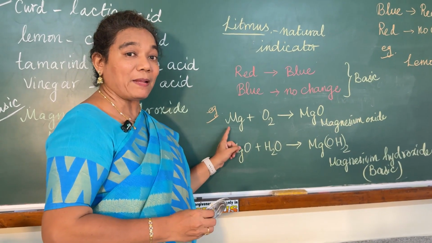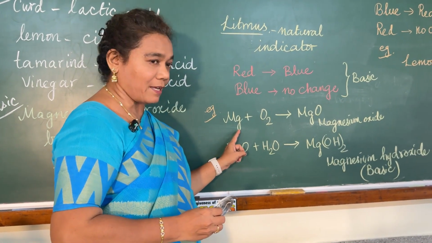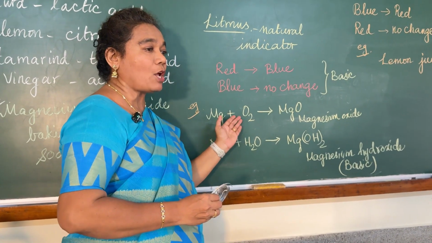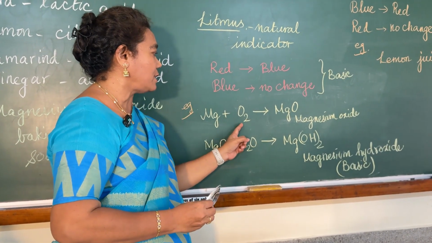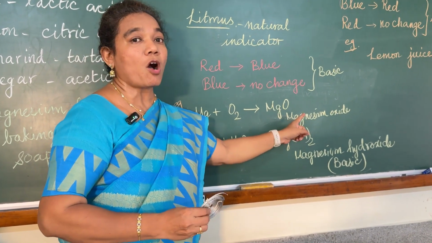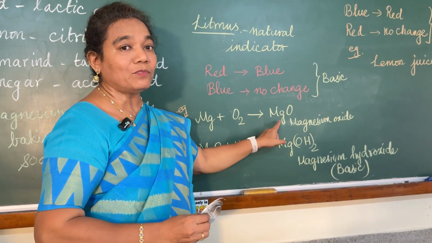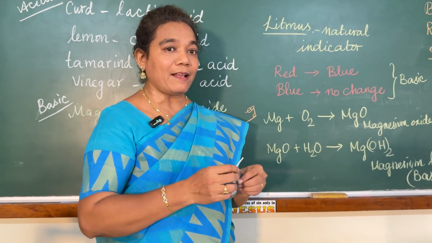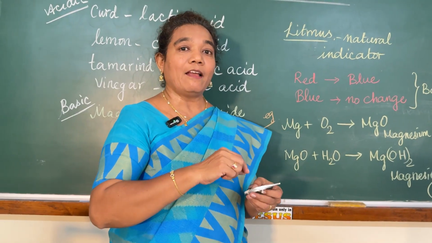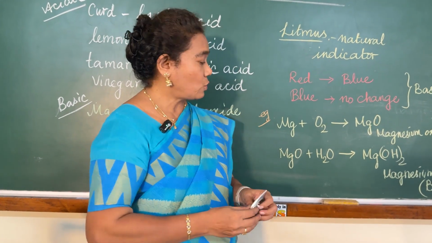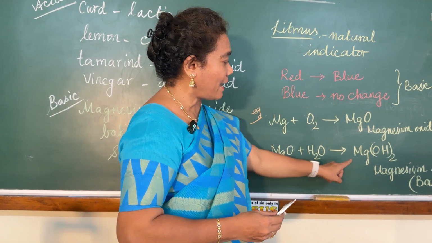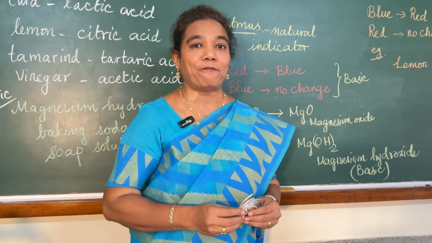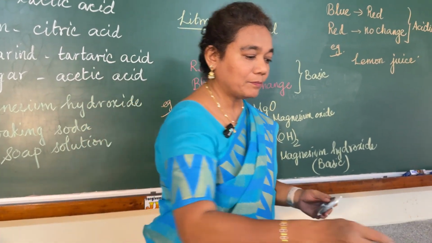The magnesium formula is capital M small g, Mg. Oxygen is O2. They react together, it burns in oxygen. Magnesium burns in oxygen and forms magnesium oxide. The formula is MgO. When we get this ash, magnesium oxide, and dissolve it in water, we get magnesium hydroxide. So magnesium oxide reacts with water and we get magnesium hydroxide. This is the equation. Now we will perform the experiment.